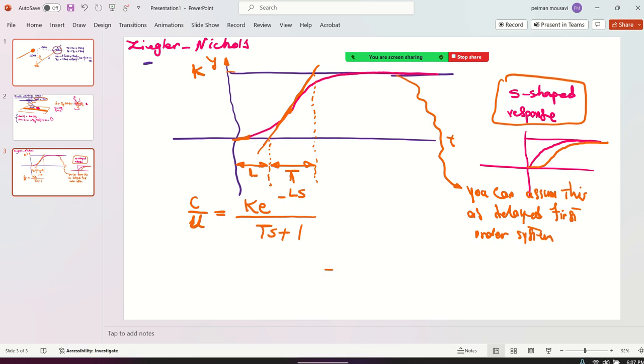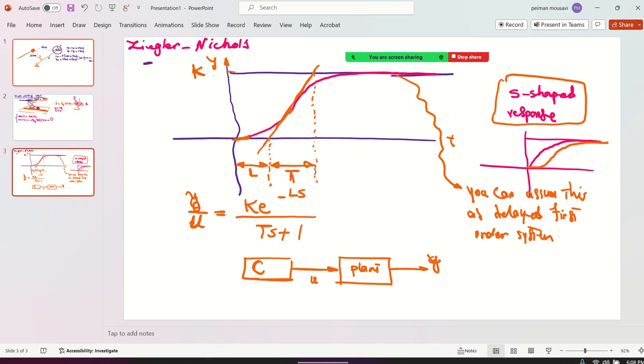Because this is your U. Remember the block diagram? U goes to the plant, and this is going to be what? Y or C. Let me say Y, because it is Y. So this comes from the PID, that's right, from your controller, C controller.